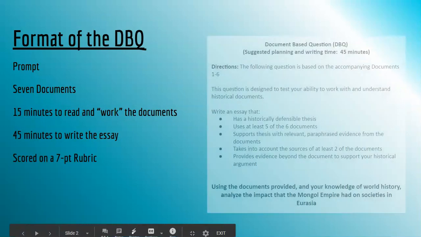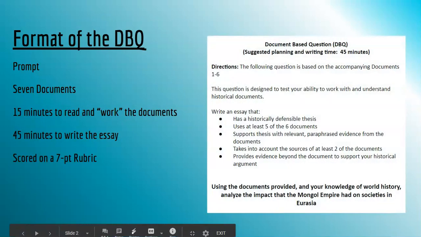And oftentimes, the beginning of the DBQ will look very similar to this, where they tell you what it is, what you need to have in your essay, and then follow it up with the prompt.